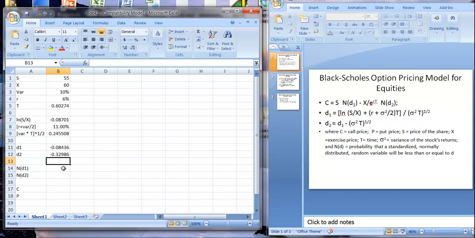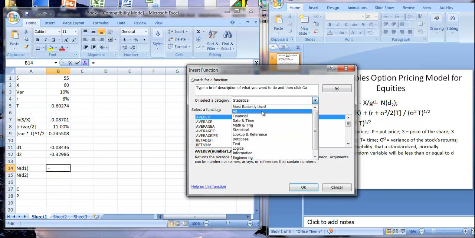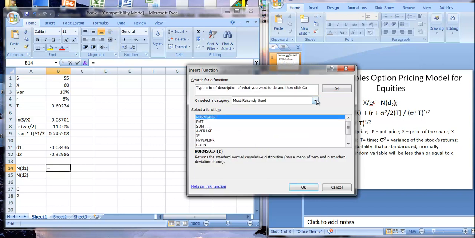Okay, now we need ND1 and ND2. This is what we call the standard normal cumulative distribution function. And there's a function here. If you go down to the sum sign and you get the drop down menu, go to more functions, and we choose statistical functions. I happen to be using the statistical functions, but it may say most recently used.